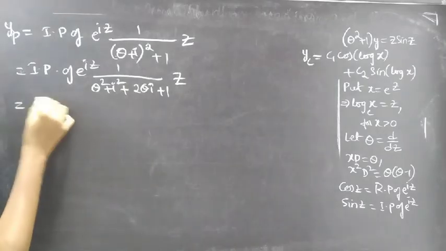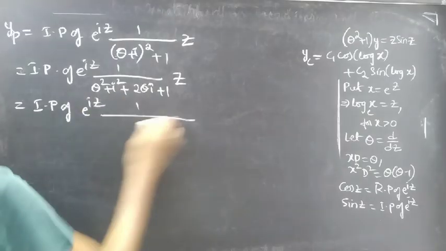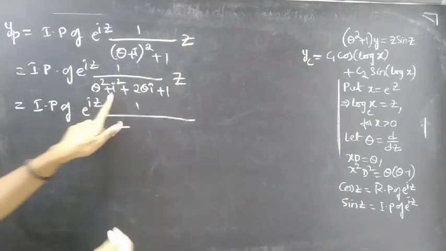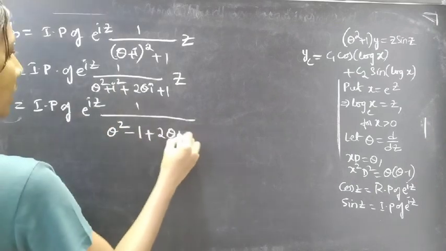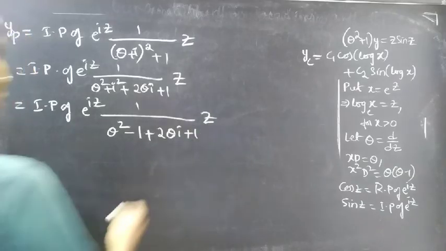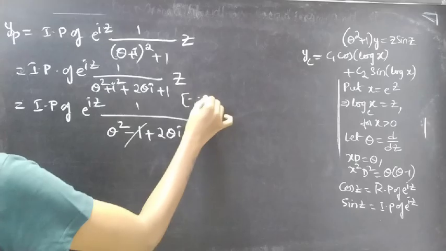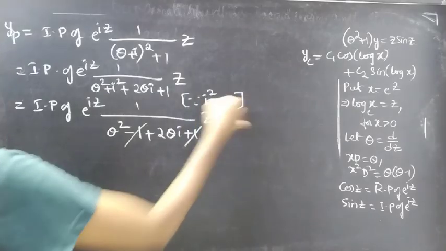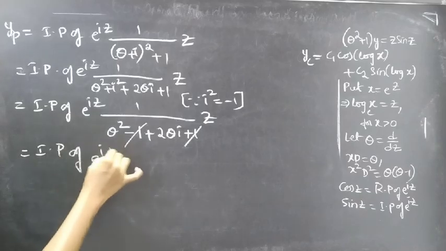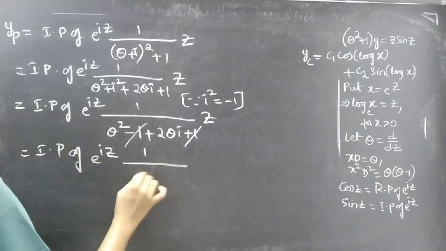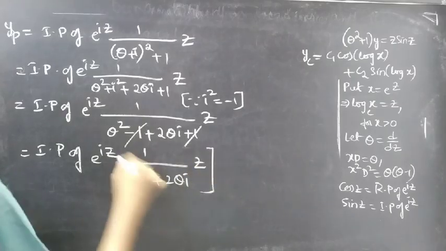Then yp becomes imaginary part of e power iz into 1 by D square. We know that i square is minus 1, plus 2Di plus 1 into z. Now, minus 1 and plus 1 get cancelled. This is equal to imaginary part of e power iz into 1 by D square plus 2Di into z.